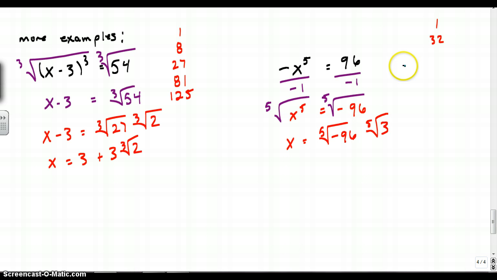And if you don't believe me, wait, I messed this up. Sorry, not the 5th root of 96, the 5th root of 32. 32 times 3 gives you 96, and 32 is a perfect fifth, because 2 times itself 5 times gives you 32. So this becomes x equals the 5th root of negative 32, which is negative 2, and then I have the 5th root of 3. So x equals negative 2 times the 5th root of 3.